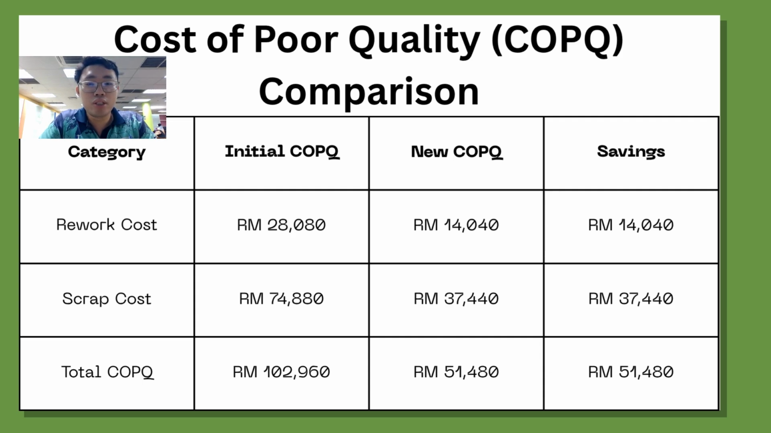Meanwhile, for the scrap cost, the initial COPQ is about 74,880 ringgit. The new COPQ costs 37,440 ringgit. For its savings, also the same, 37,440 ringgit. So for the total COPQ, initially it is 102,960 ringgit. The new COPQ is about 51,480 ringgit, same as the savings.